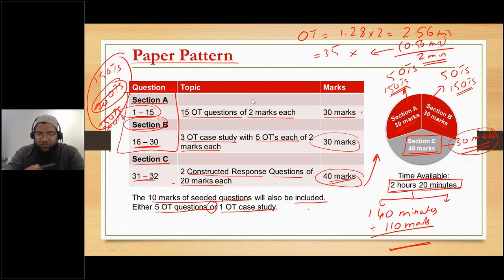Tajwar is asking for an example of seeded questions. Tajwar, the seeded question will be the same as the normal questions. So in the exam, you won't be able to identify which are the seeded questions.